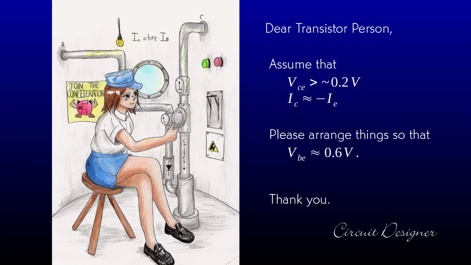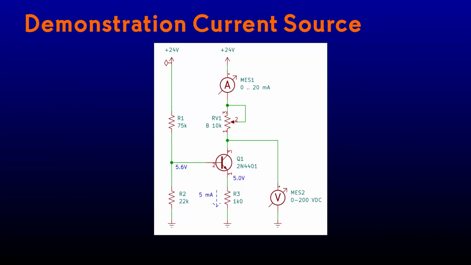Adjust the valve, the collector-emitter resistance, wherever it needs to be to keep the emitter 1 diode drop below the base. There's a whole elaborate behavior working behind the scenes, but we can do at least a few useful transistor circuits, thinking only about this rule and saying nothing about how it's accomplished. Thank you, Transistor Person. Let's look at an example of a current source.